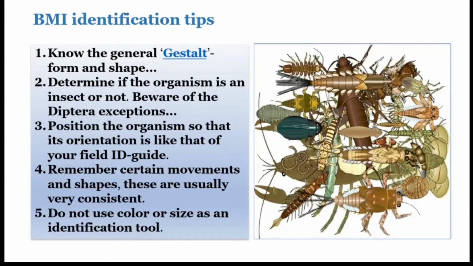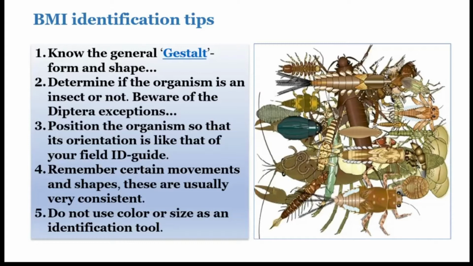The first tip is to know the general gestalt. Gestalt is a German word for form and shape. So in other words, if it looks like a crayfish, it is a crayfish. If it looks like a stonefly, it is a stonefly. Once you learn what that form and shape is, you'll be able to identify a wide variety of organisms. Know if the organism is an insect or not. Insects have 3 body parts and 6 legs, but there are exceptions to that, so be aware of those exceptions.